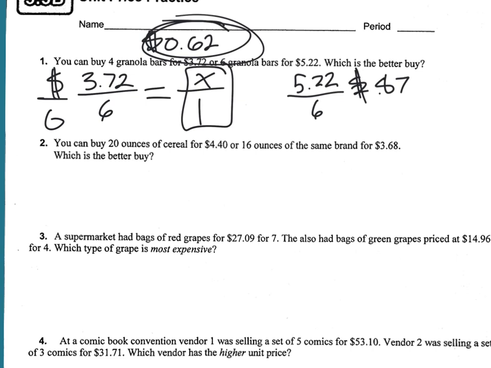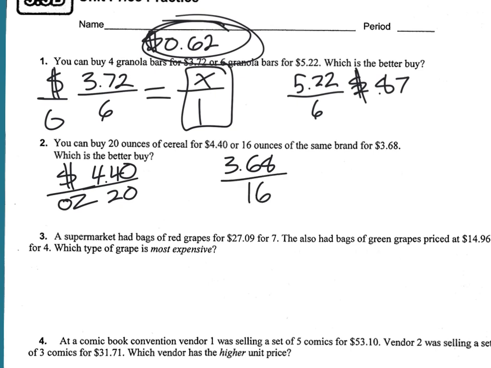So number 2, you can buy 20 ounces of cereal for $4.40 or 16 ounces of the same brand for $3.68. Which is the better buy? So again, we're just practicing this. $4.40 divided by 20 because we're comparing money to ounces. And then we're going to take the same thing over here, $3.68, and divide it by 16. So here we go. We're going to go $4.40 divided by 20, and we get this one is 22 cents.